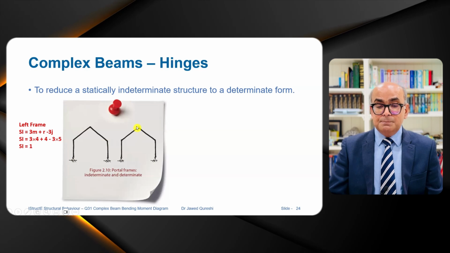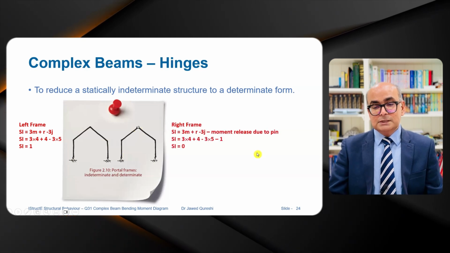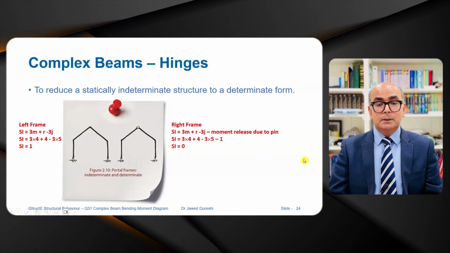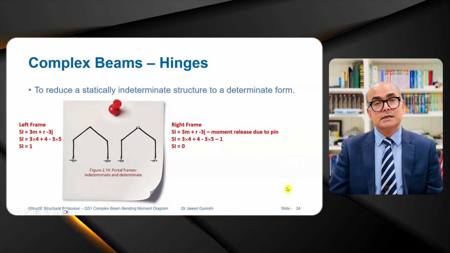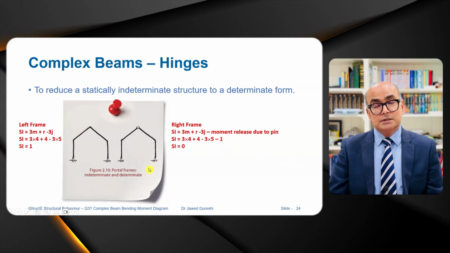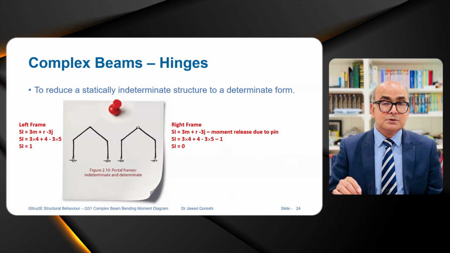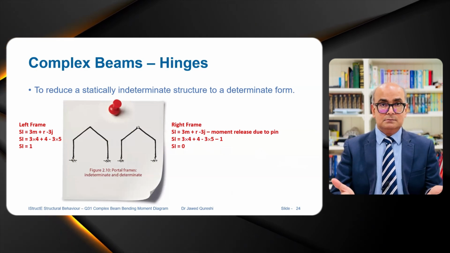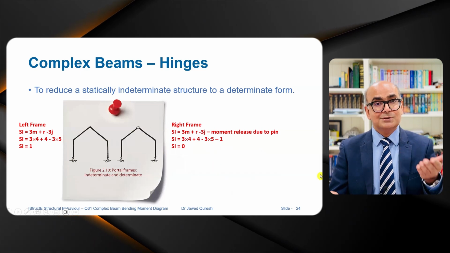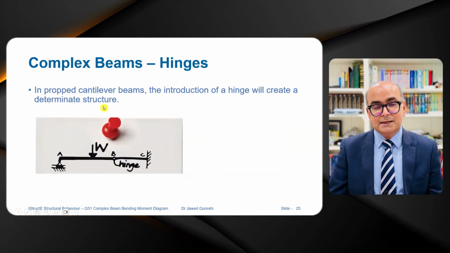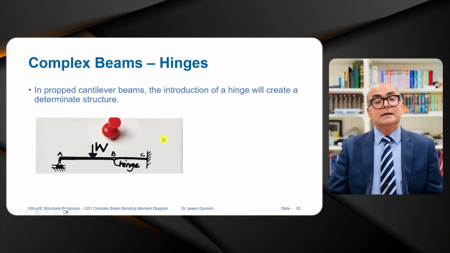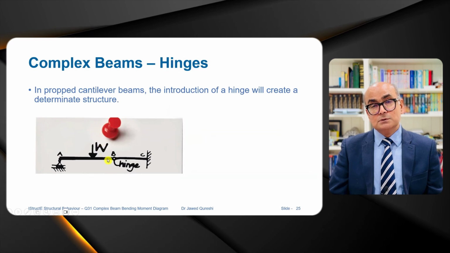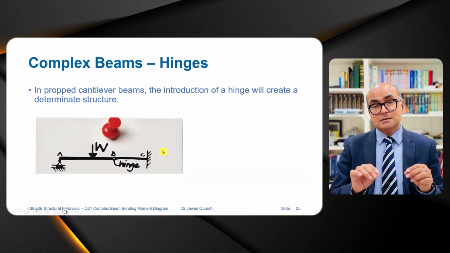When we introduce a pin over here, then you will see that one force will be released from here, which will make this structure a statically determinate structure, which is easier to analyze. You do not need any computer, just do the hand calculations. That's it. So this is another use of pins. Here again, in this prop cantilever beam, a hinge will make this a determinate structure, and it is one of the key analysis skills as well.